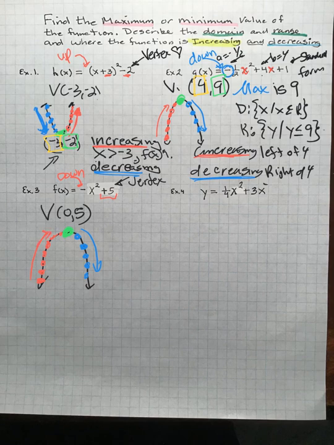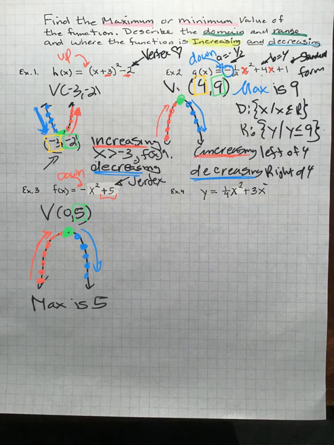So now we can answer our questions. Does this have a max or a min? Maximum, and what is the maximum? Is the maximum (0, 5) or 5? It is 5. It's not (0, 5), it's just 5, because we're looking at what's the highest it goes or what's the lowest it goes. And the highest it goes is 5.